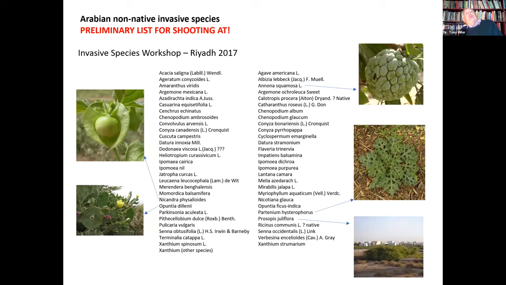which we carried out in 2017 in Riyadh. And we came up with a preliminary list of non-native invasive species. And this is very much a preliminary list, and it definitely needs shooting at, but it does highlight some of the major invasives here. Luckily in Arabia, invasives aren't really a major problem apart from Prosopis juliflora. Things like Opuntia in the woodlands of the southwest region, and then things like Nicandra physaloides, which is a serious problem in the interesting grasslands in the south of the peninsula and on Socotra.